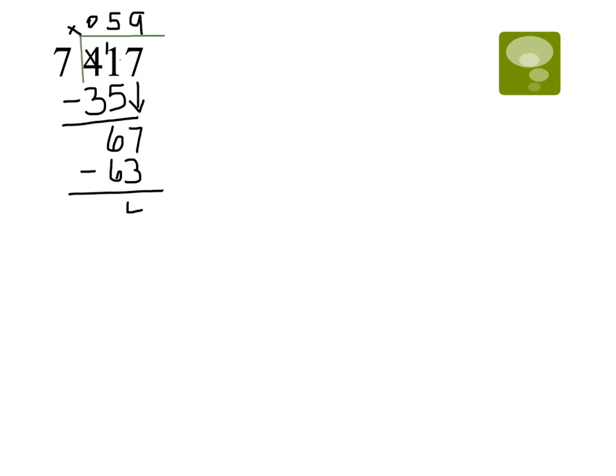Well, does 7 go into 4? Now it's too big, so I can put a 0 here. Does 7 go into 41? It does. 5 times 7 is 35. I have to subtract. That's 6. Does 7 go into 6? No. So I'm going to bring down my 7. 7 times 9 is 63 with 4. 4 is less than 7, the divisor. So I'm going to circle it. 59, remainder 4. How'd you do? We're going to do one more practice.